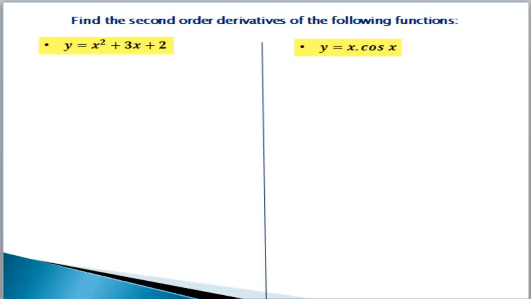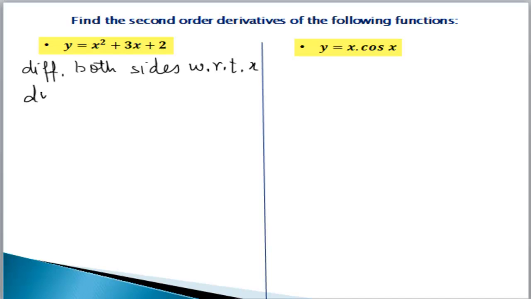Now see here, we are given an equation which is y in terms of x. It says y is x square plus 3x plus 2, and you have to find the second order derivative of this function. Fine, so let us differentiate it. Differentiating both sides with respect to x.